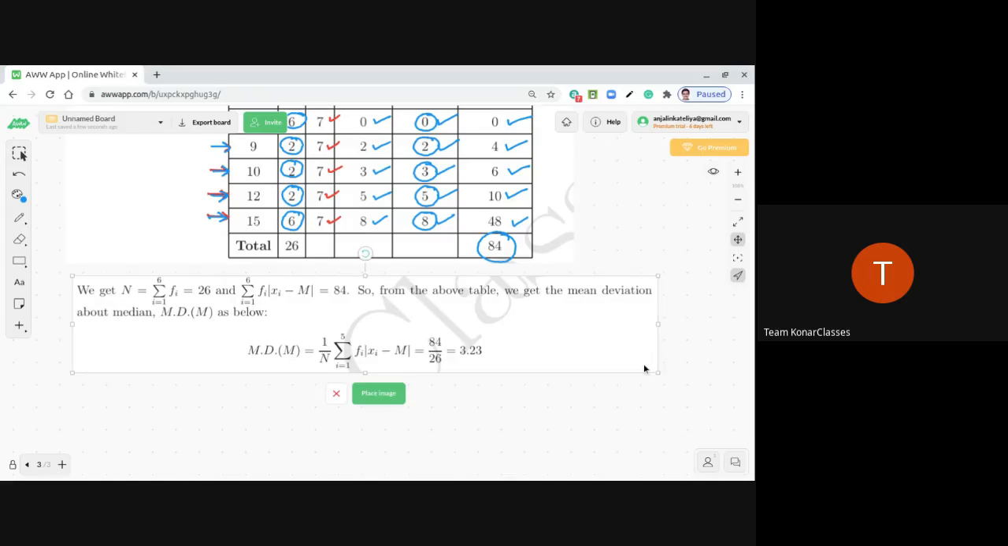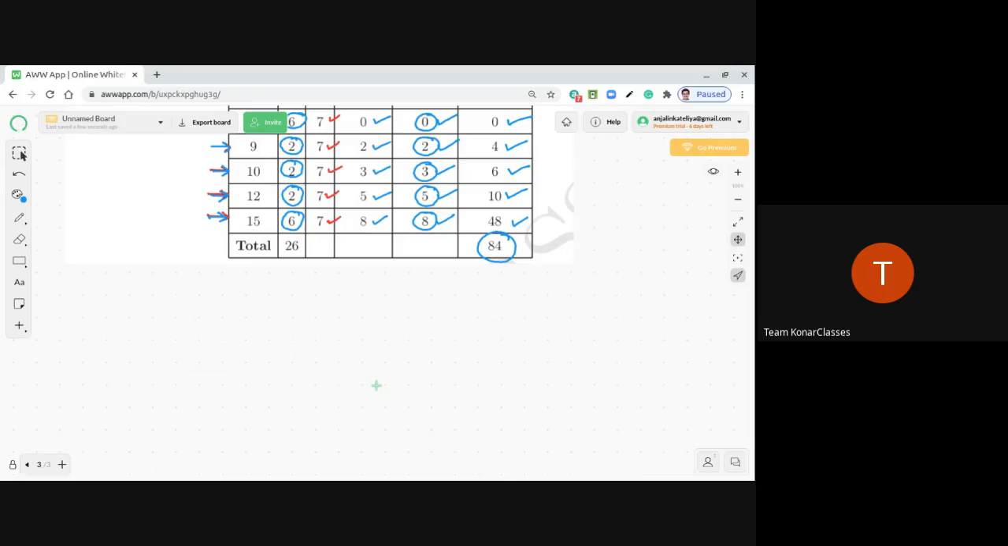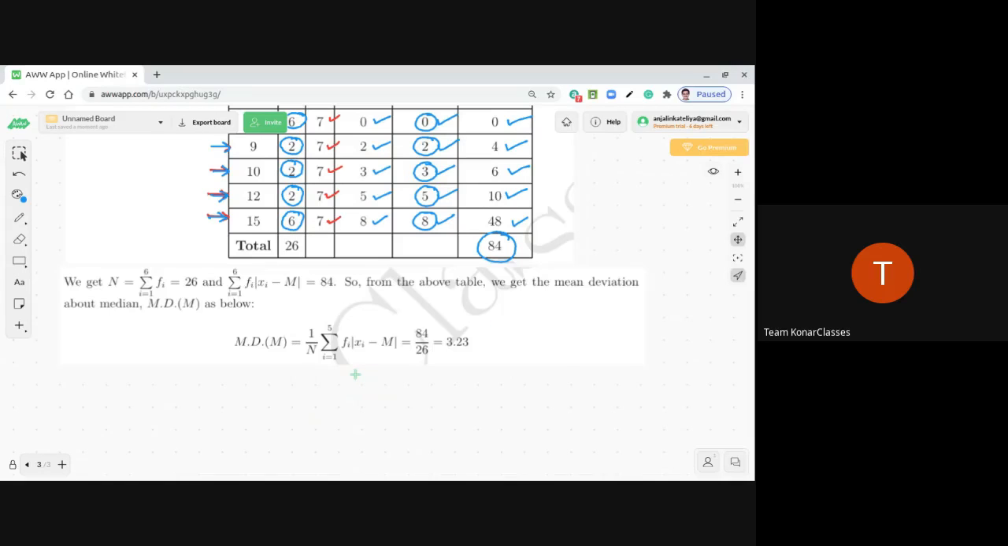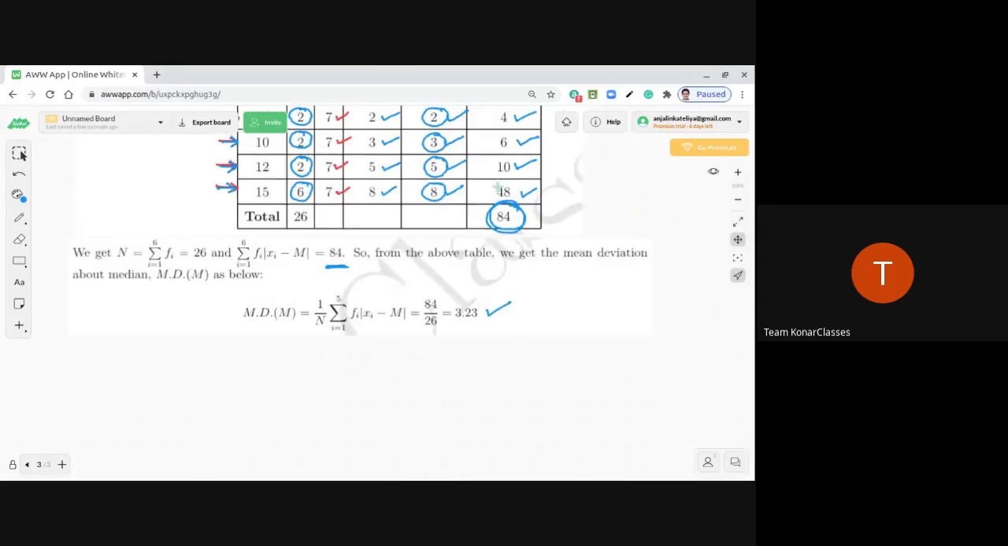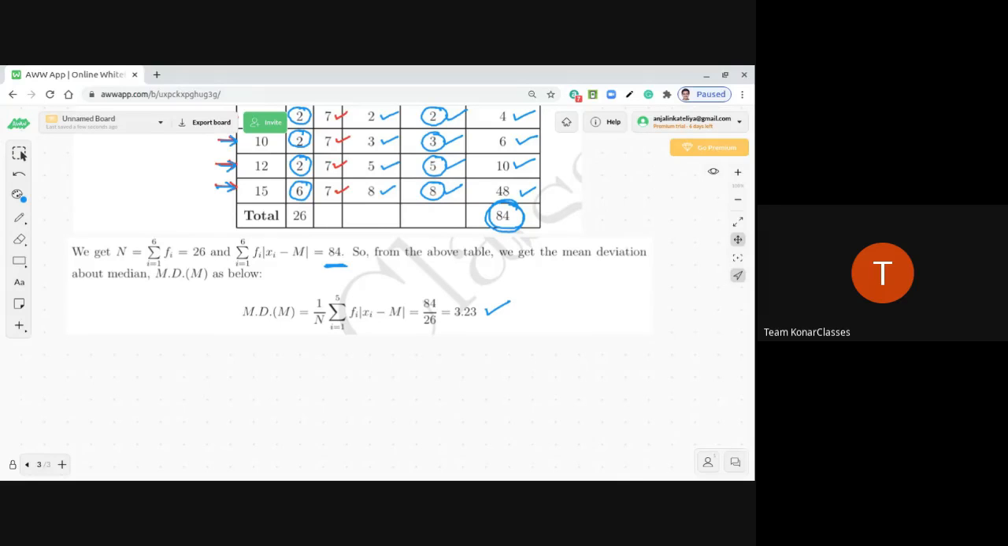Please have a look into it and make yourself comfortable that you understood how we found, for the given data set, the mean deviation about median as 3.23. The summation of these values is 84, and the median we already found as 7. So with this we are able to find the mean deviation about median for the given set of grouped data described under discrete frequency distribution.